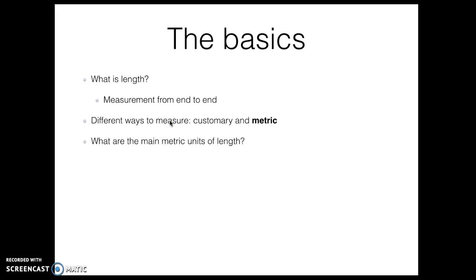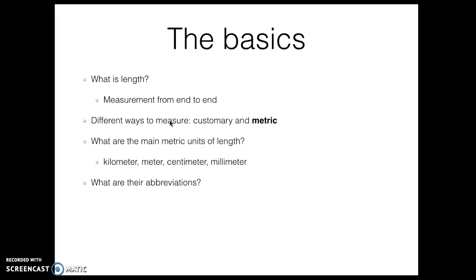So what are the main metric units of length? Please record these on your note sheet. They are the kilometer, meter, centimeter, and millimeter. In class, we'll be discussing these lengths and doing some experiments to understand how big these truly are, since you're not particularly familiar with them.